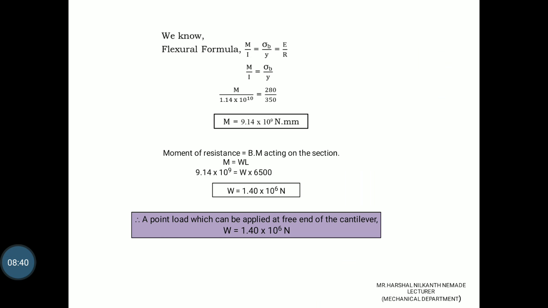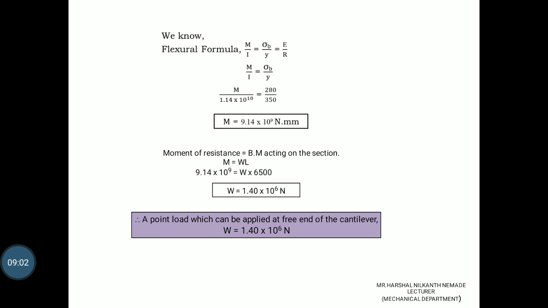We know the flexural formula, M upon I is equal to sigma b upon y is equal to E upon R. So M upon I is equal to sigma b upon y. I will take the values, I will get the missing value, that is M. Calculate, I will get 9.14 multiplied by 10 to 9 Newton mm.